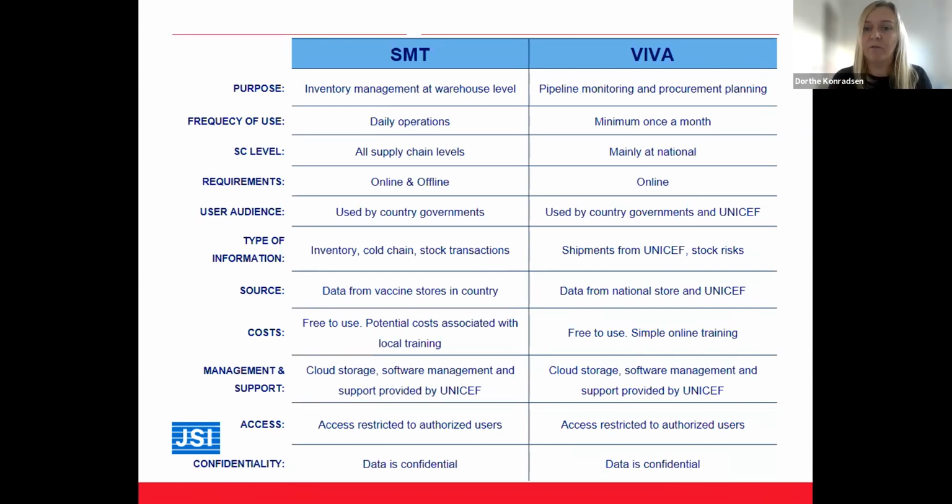The tools are used by country government staff at different levels. And for the SMT, they use it to have the overview of the inventory, the cold chain equipment, the stocks and transactions. The data that goes into the Viva tool is the shipments, as I said, coming from Viva, but also the stock levels that can be taken from the SMT tool.